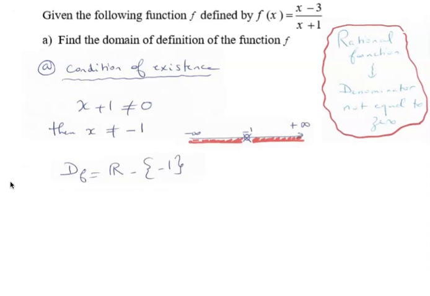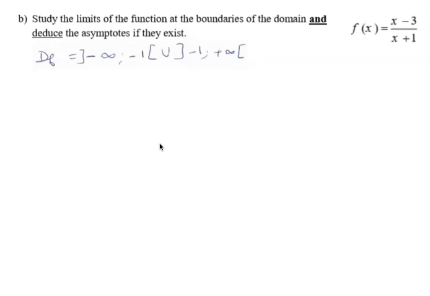But because we want to study the limit at the boundaries of the domain of definition, it's preferable to write the domain of definition in interval form. So from minus infinity to minus 1 excluded, and then from minus 1, also excluded, to plus infinity. And this is the domain of definition. Now we have the domain of definition.